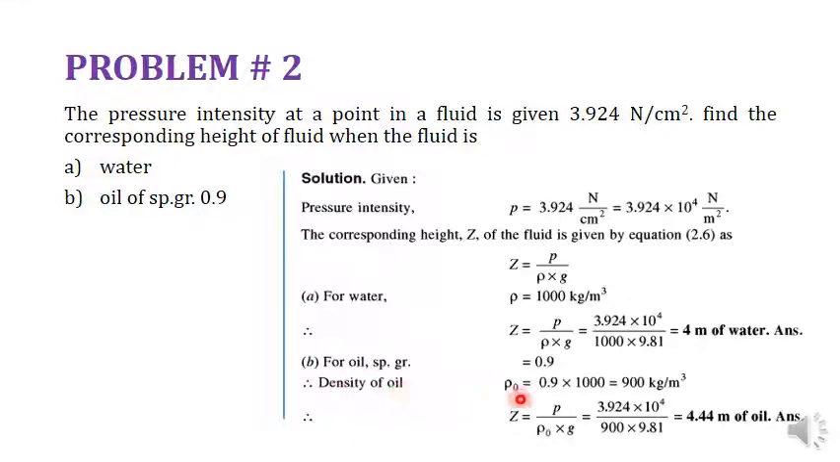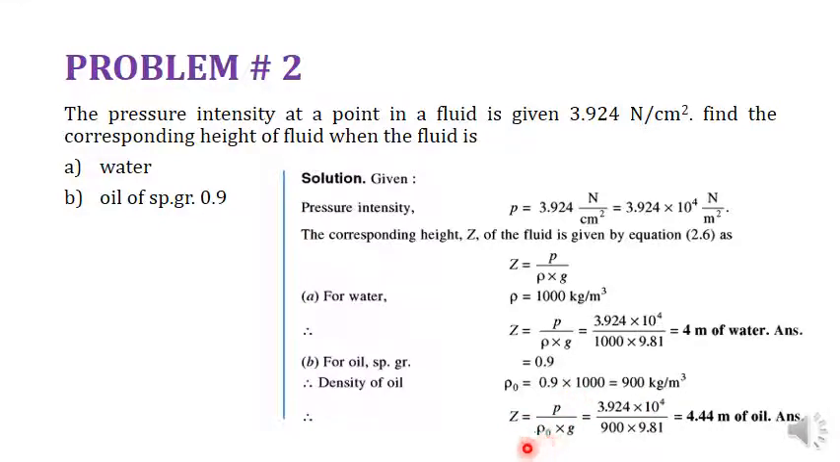So for the oil, you need to first of all determine the density. This density will be the specific gravity multiplied by the density of the water. So you are familiar with that. So 0.9 into 1000, it will be 900 kg per meter cube. Specific gravity, or sorry, density of the oil.